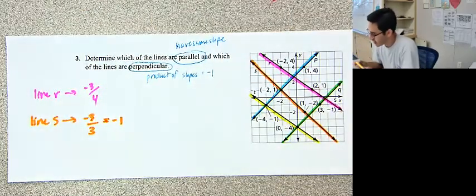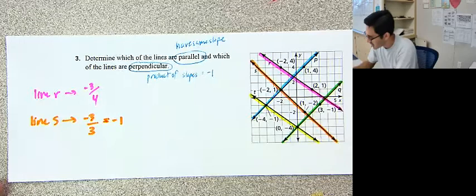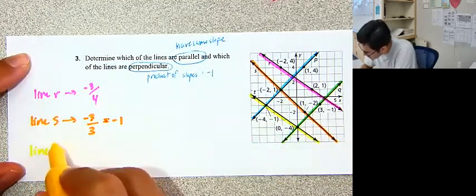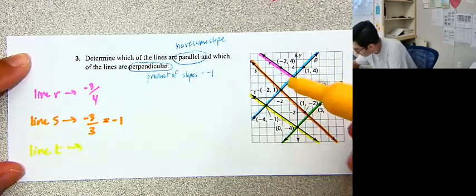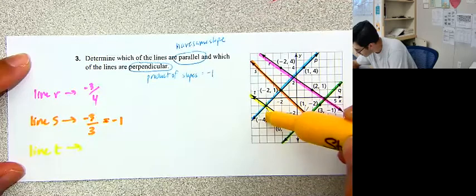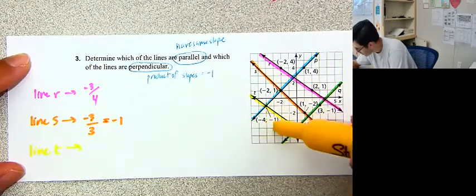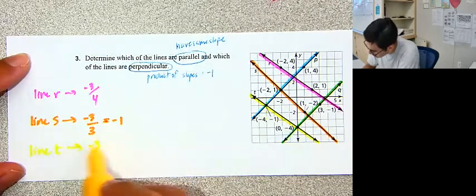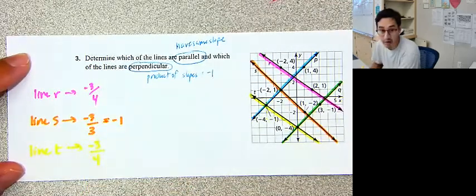Our yellow line is line T. We have a point here and a point here. So let's see, 1, 2, 3 spaces down, 1, 2, 3, 4 spaces forward. So that was down 3, forward 4.